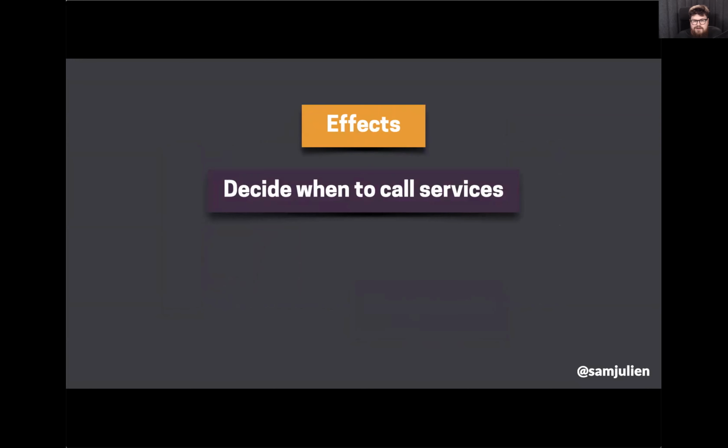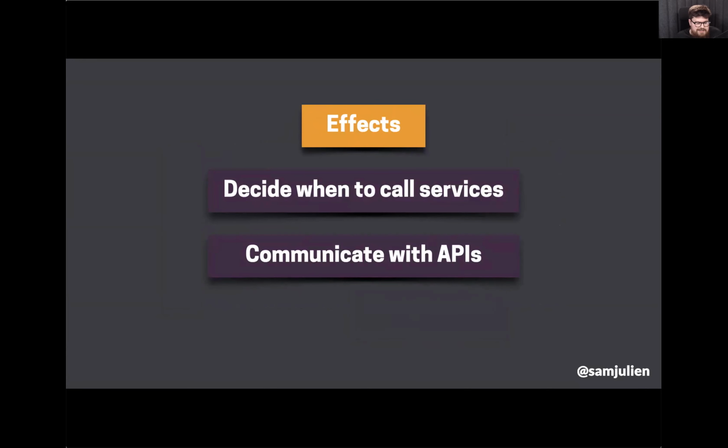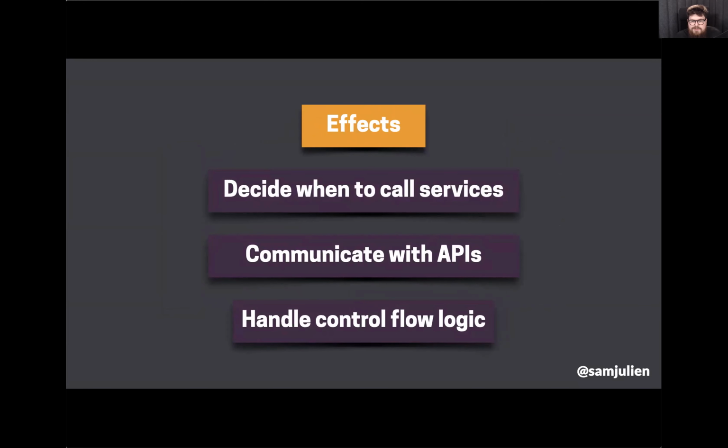One, they decide when to call our services. Two, they communicate with our APIs. And three, they handle control flow logic. It's these first two that people tend to have click early on, but the third one is a little bit complicated. And handling control flow logic is the equivalent of being the brain of NgRx, the meat of the NgRx lasagna, the DJs of the NgRx dance floor.